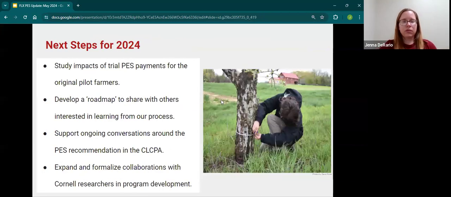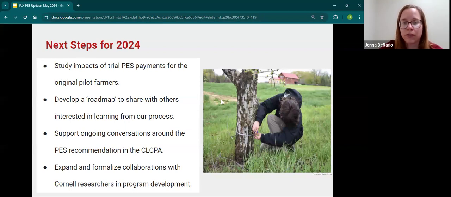So now, looking forward for the rest of the year. I think one thing to highlight is that we haven't paid the farmers that we work with for ecosystem services at this point. We have been developing the system to do so. So this year we'll be trialing an actual payment based on the sampling from previous years.